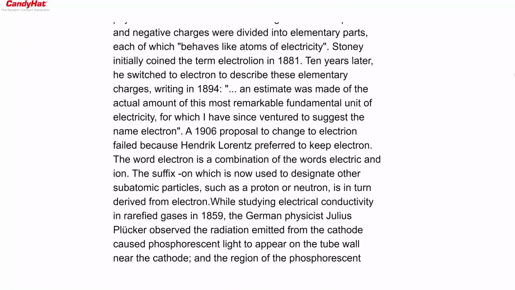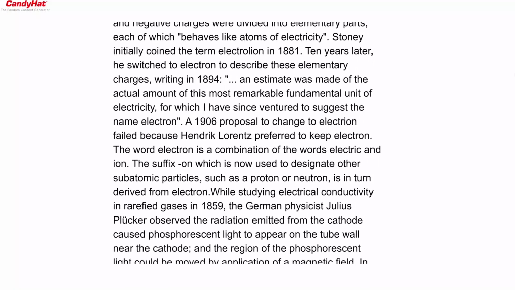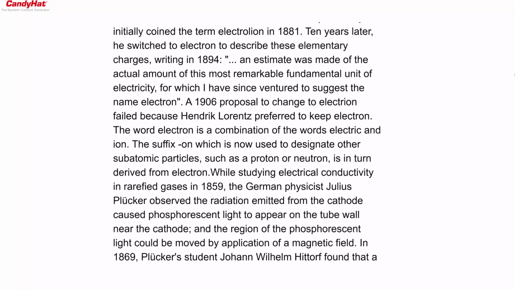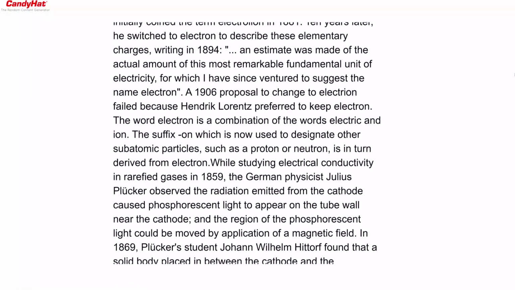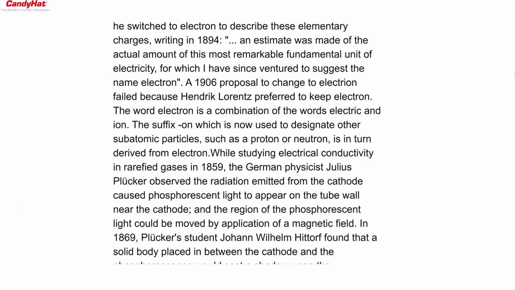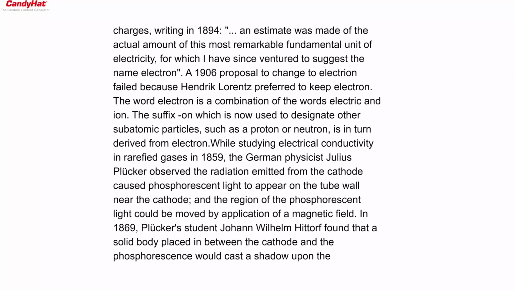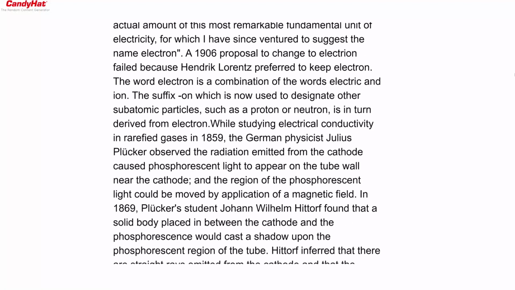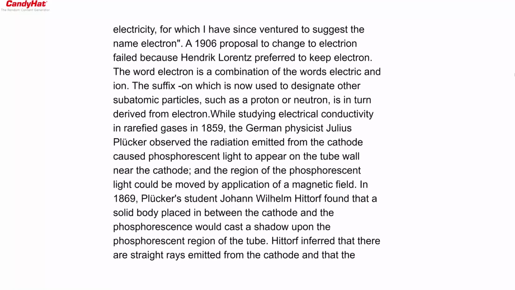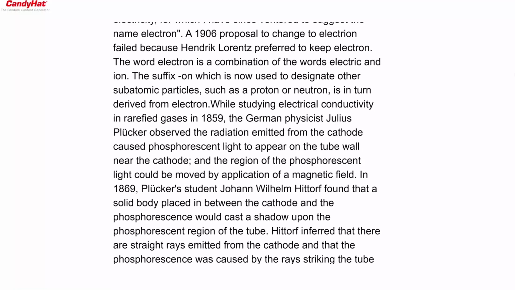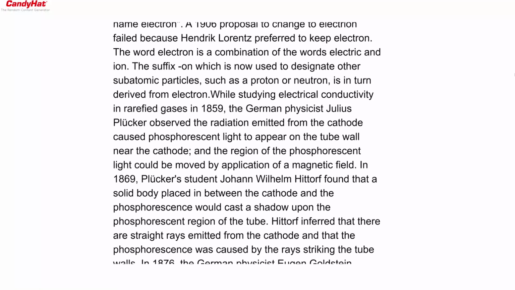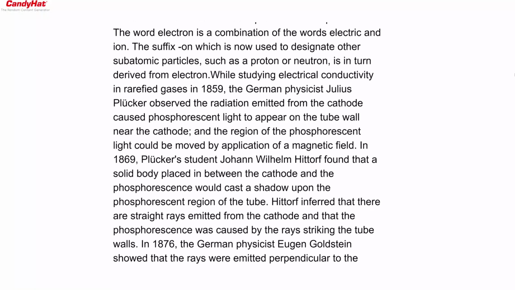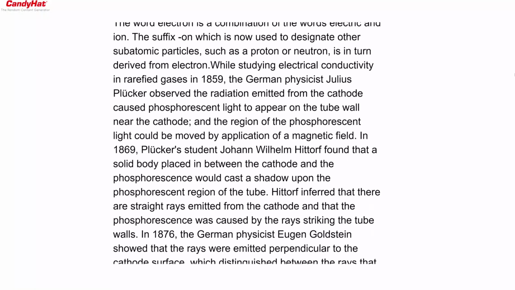While studying electrical conductivity in rarefied gases in 1859, the German physicist Julius Plücker observed the radiation emitted from the cathode caused phosphorescent light to appear on the tube wall near the cathode, and the region of the phosphorescent light could be moved by application of a magnetic field. In 1869, Plücker's student Johann Wilhelm Hittorf found that a solid body placed in between the cathode and the phosphorescence would cast a shadow upon the phosphorescent region of the tube.